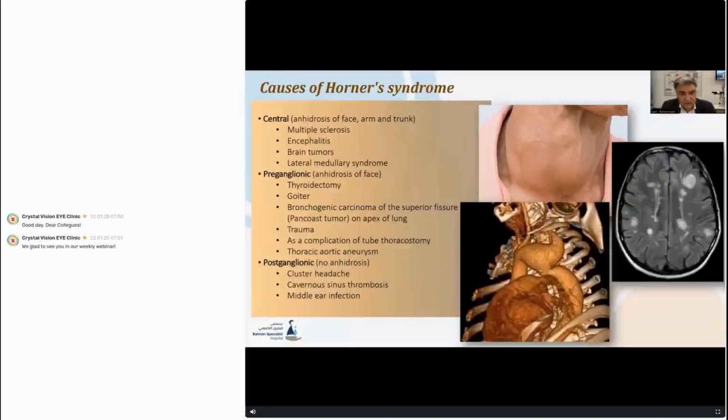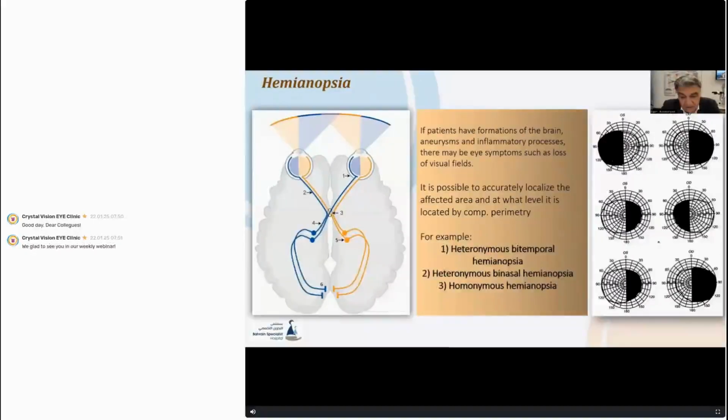Next, the causes of Horner's syndrome. They are also written on the slide. All these causes can lead to Horner's syndrome. And here, I want to talk about pathological formations in the brain, which can also be causes. This is a very interesting phenomenon. Aneurysms of all kinds, inflammatory processes.